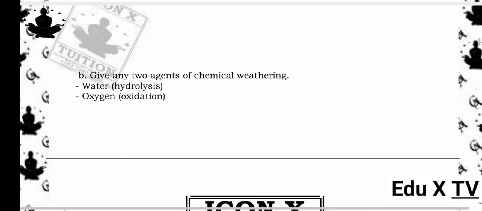B. Give any 2 agents of chemical weathering. Water. Hydrolysis. Oxygen. Oxidation.